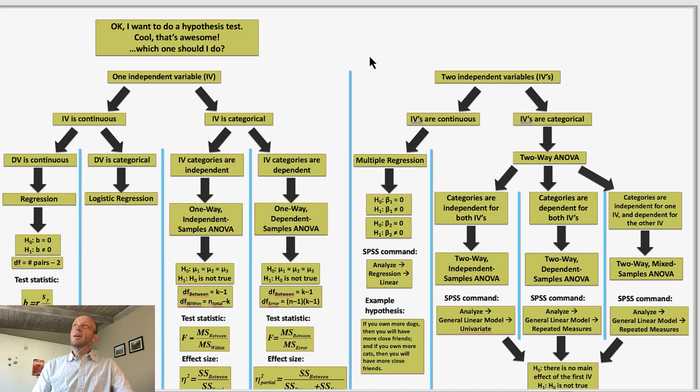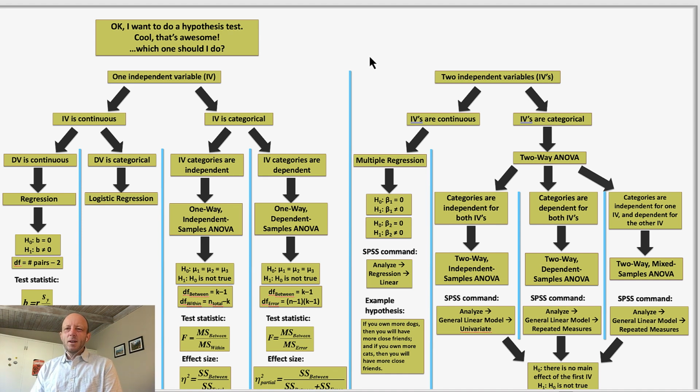If, let's say, one of the IVs is continuous but the other's not, then you go multiple regression. So multiple regression is at least one IV is continuous, technically. Okay, so if they're both categorical, you go ANOVA, and then you have one more decision, and it's kind of like what happened if you went ANOVA for one IV. You have one more decision, and that is, are the categories independent or not?